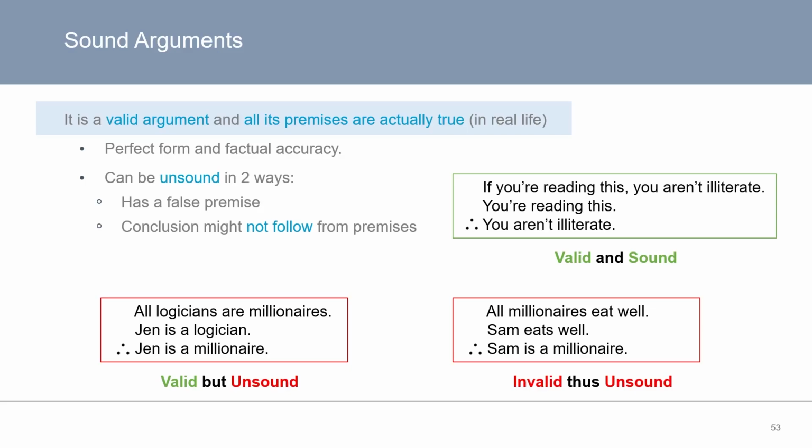And our third example states that all millionaires eat well. Sam eats well, therefore Sam is a millionaire. This argument is both invalid and unsound, because it both has the false premise, all millionaires eat well, and it has a conclusion that does not follow structurally from its premises.